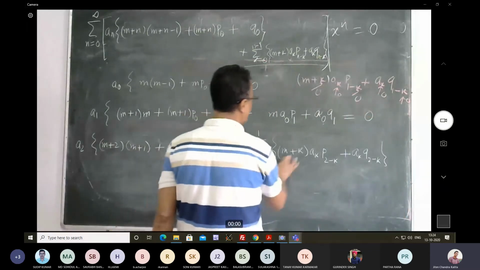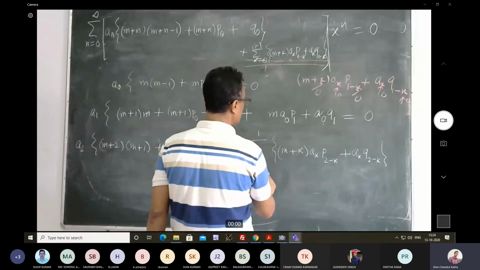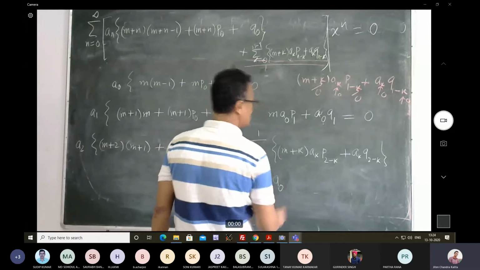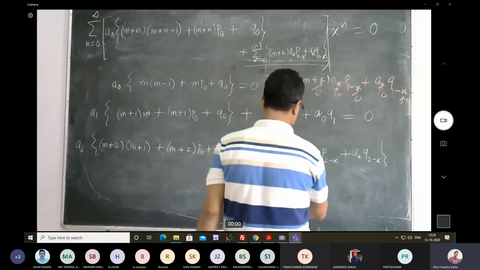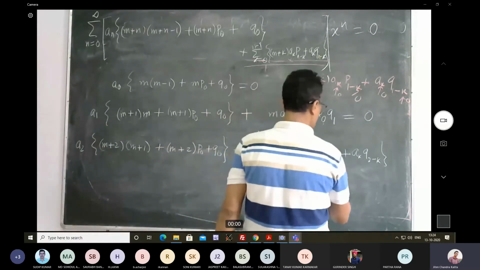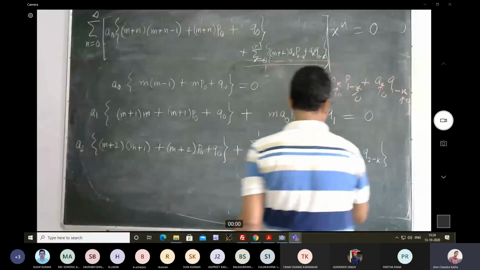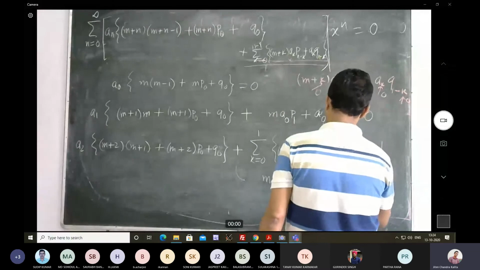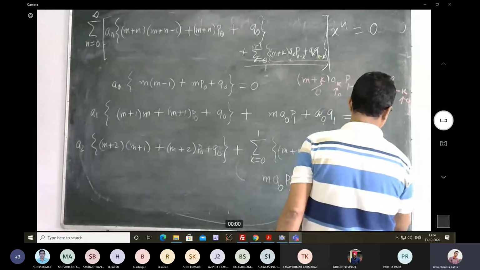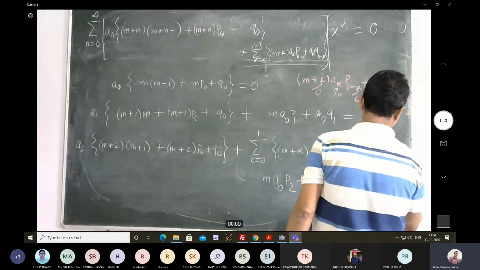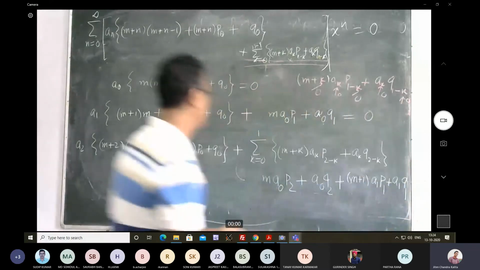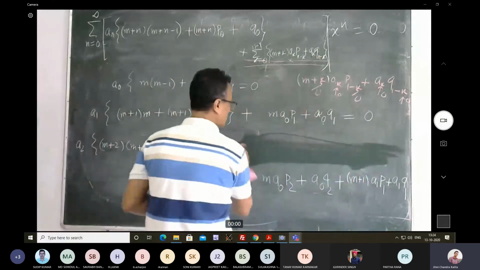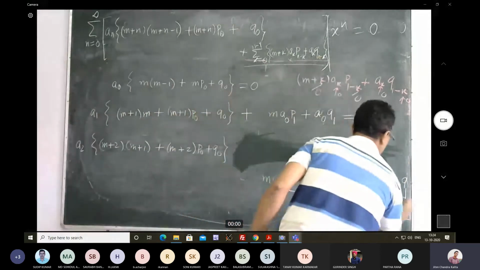So then what is going to happen? When k equal to 0, this is going to give you m a0 p2 plus a0 q2, and then this is going to give you m plus 1, a1 p1 plus a1 q1. Is it okay? Fine. So basically this is equal to 0.